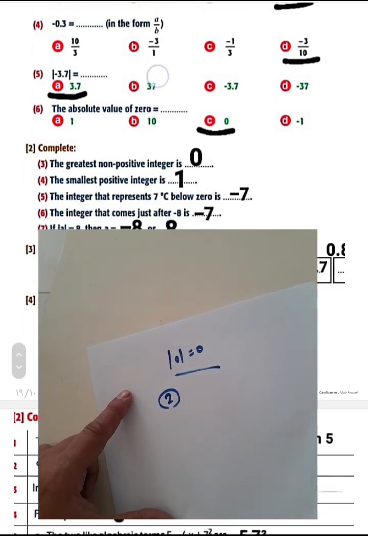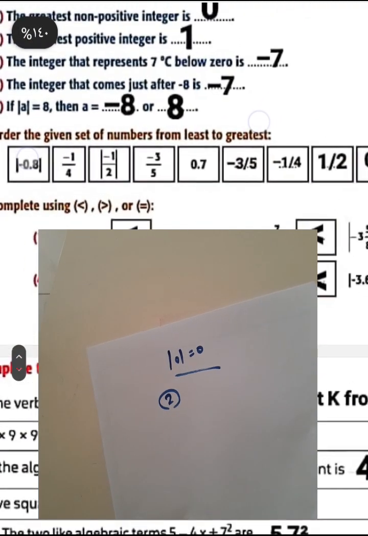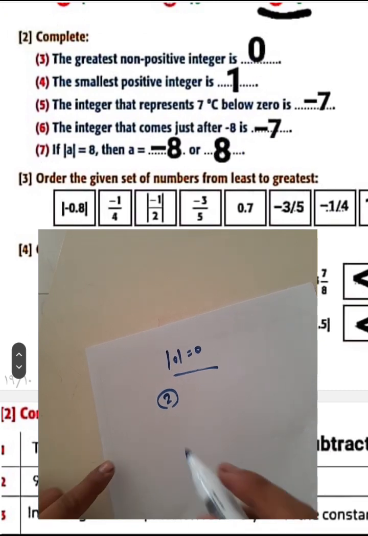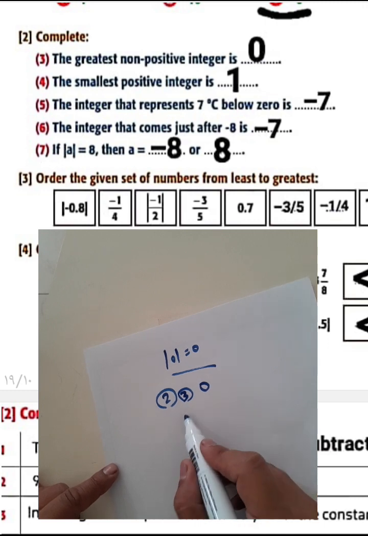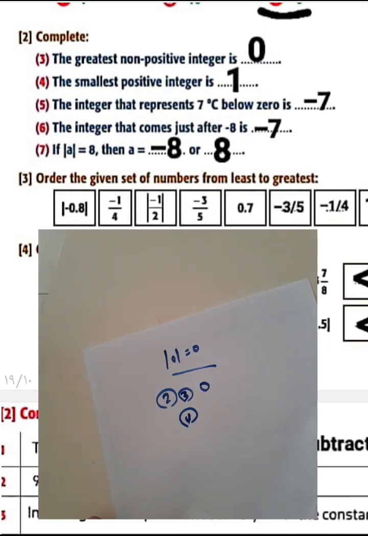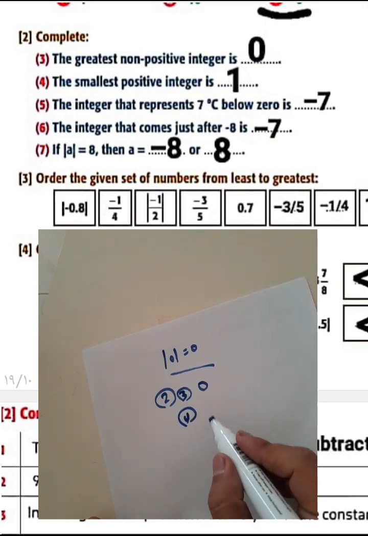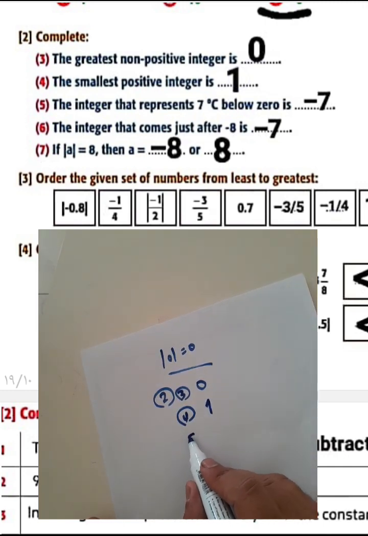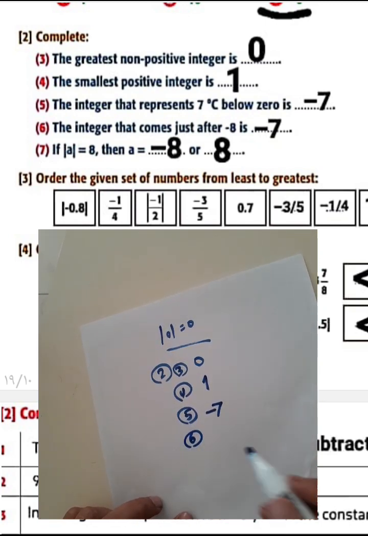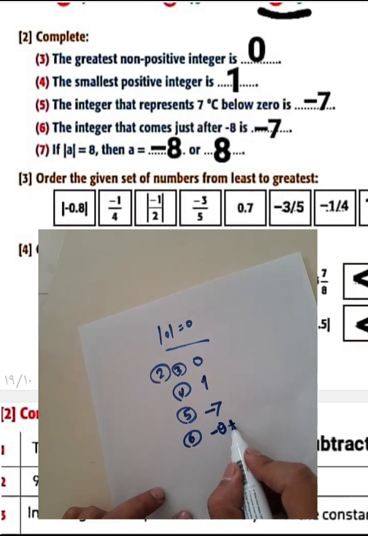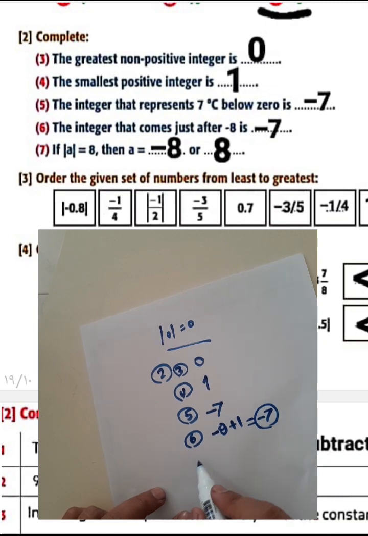Question number 2, complete. The greatest non-positive integer is 0. 0 is non-positive and non-negative. Question number 4. The smallest positive integer is 1. The integer that represents 7 below 0, below meaning under 0, will be negative. Question 6. The integer that comes just after negative 8 will be negative 8 plus 1, which will be negative 7.